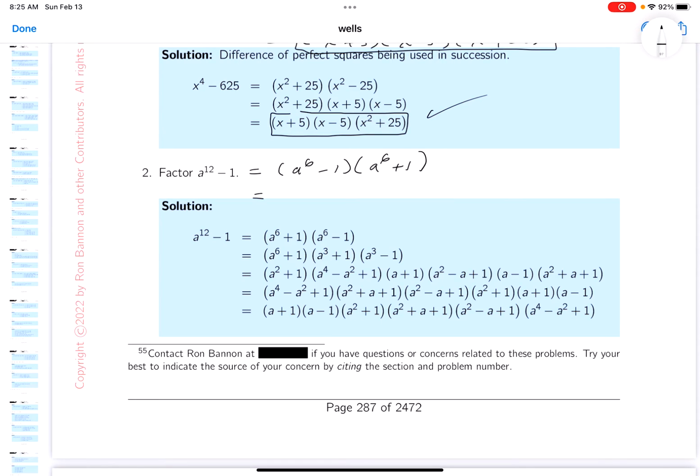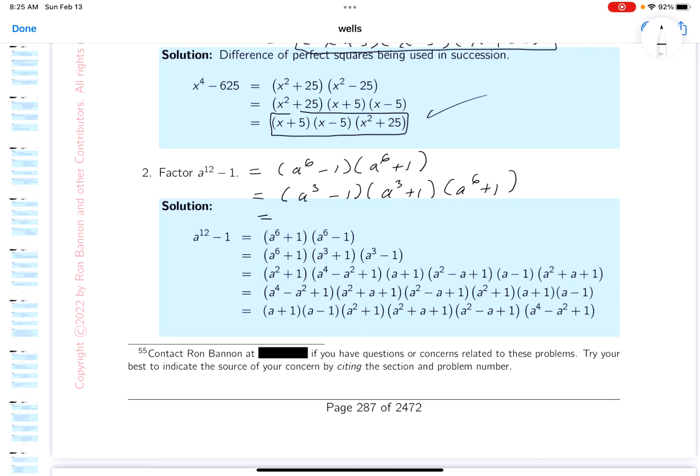Well, I'm looking at that a^6 minus 1, and I'm seeing difference of perfect squares again. Let me write that down for you. And that would be a cubed minus 1, a cubed plus 1 times a^6 plus 1. Right? Then I'm looking at this thing. What am I seeing now? I'm seeing the difference of perfect cubes and the sum of perfect cubes.